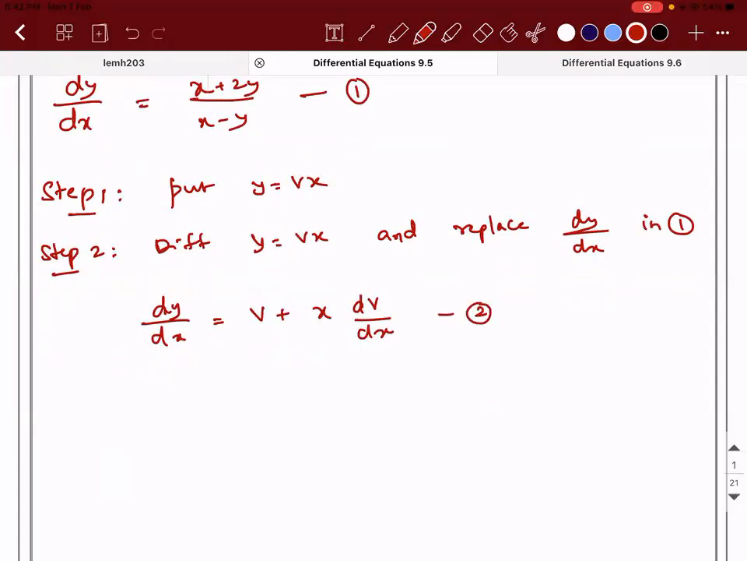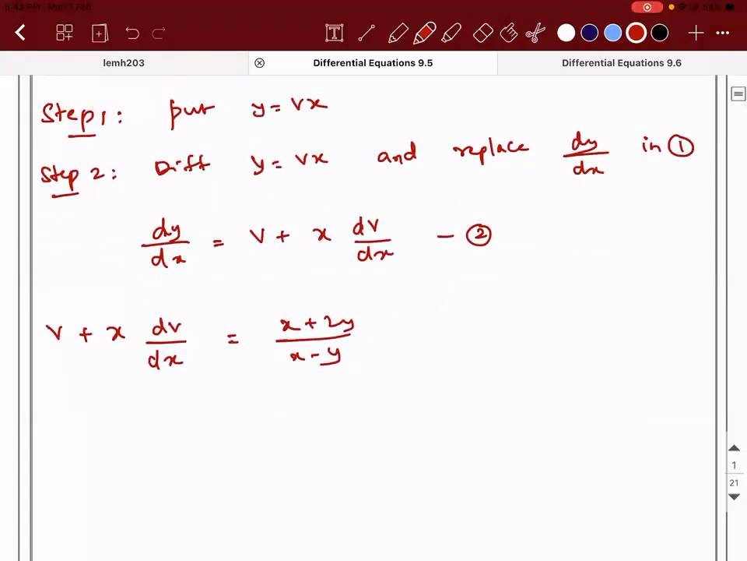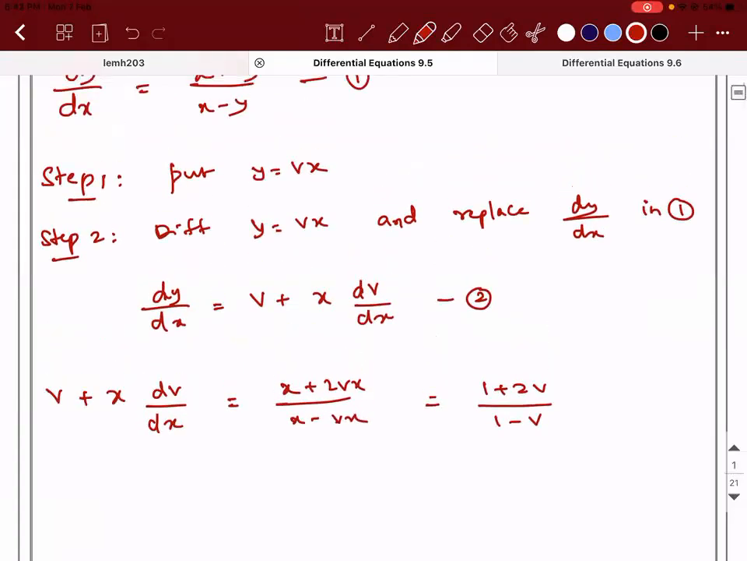If I take this 2 and substitute it in 1, I'll get v plus x into dv by dx is equal to x plus 2y divided by x minus y. But here y is equal to vx, no? So I need to substitute it here. So vx, vx. If I take x outside, I'll get 1 plus 2v divided by 1 minus v is equal to v plus x into dv by dx. Is there any doubt till this step? No.